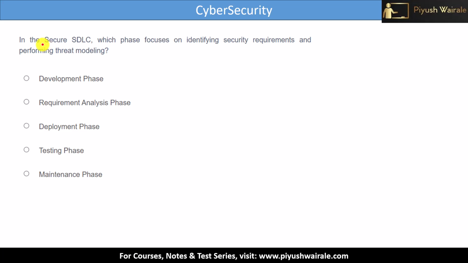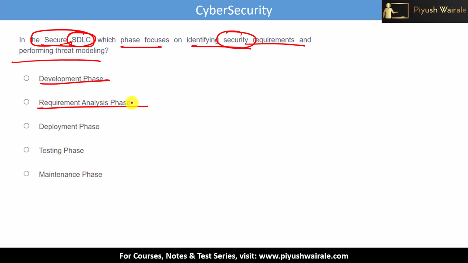In the secure software development life cycle, SDLC, again an important topic from the exam point of view, you can go through that. Which phase focuses on identifying security requirements and performing threat modeling? So simple question, based on the options only you can answer here. So we have a development phase, requirement analysis phase here, but we are dealing with what? Security requirements here, right?